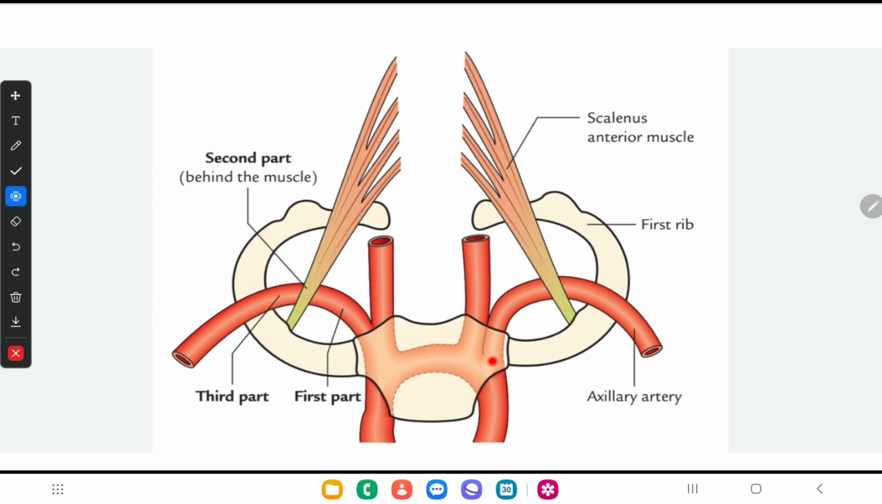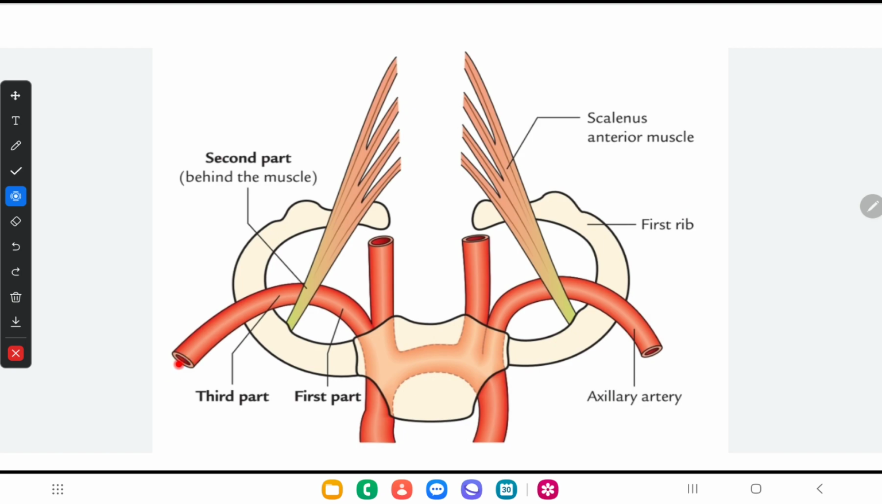So, first we will look into the course of the right subclavian artery. The right subclavian artery originates from the brachiocephalic trunk behind the right sternoclavicular joint, and then this artery arches upward and laterally over the pleura and between the scalenus anterior and scalenus medius muscles. At the outer border of the first rib, the right subclavian artery becomes the axillary artery.